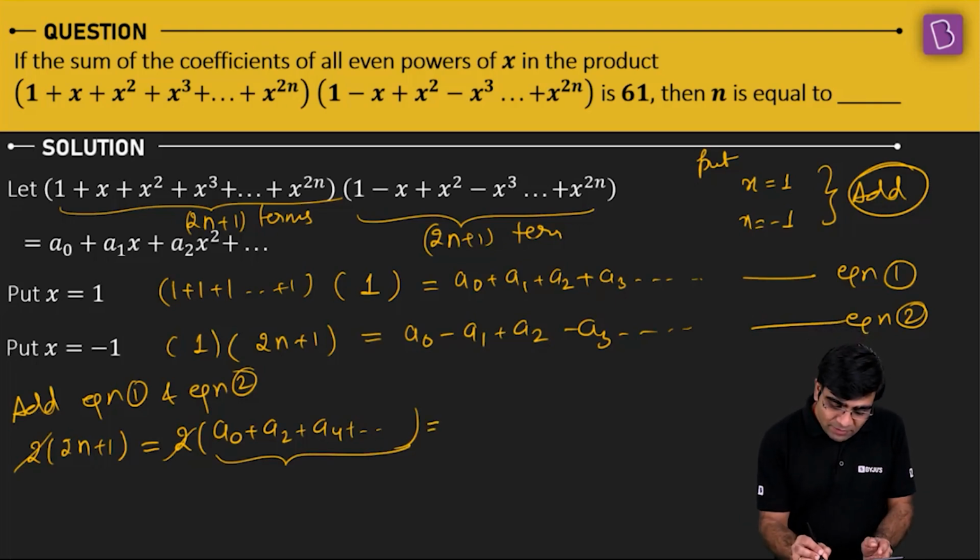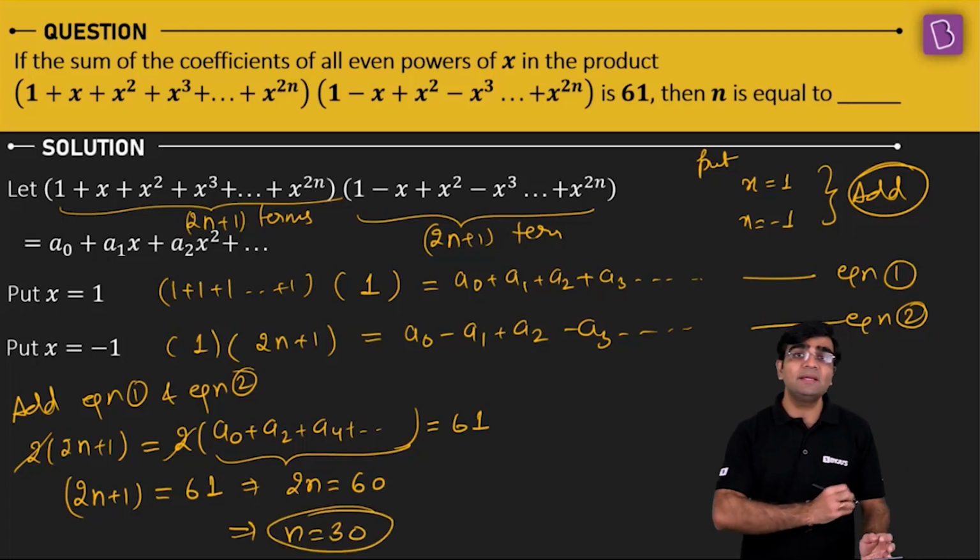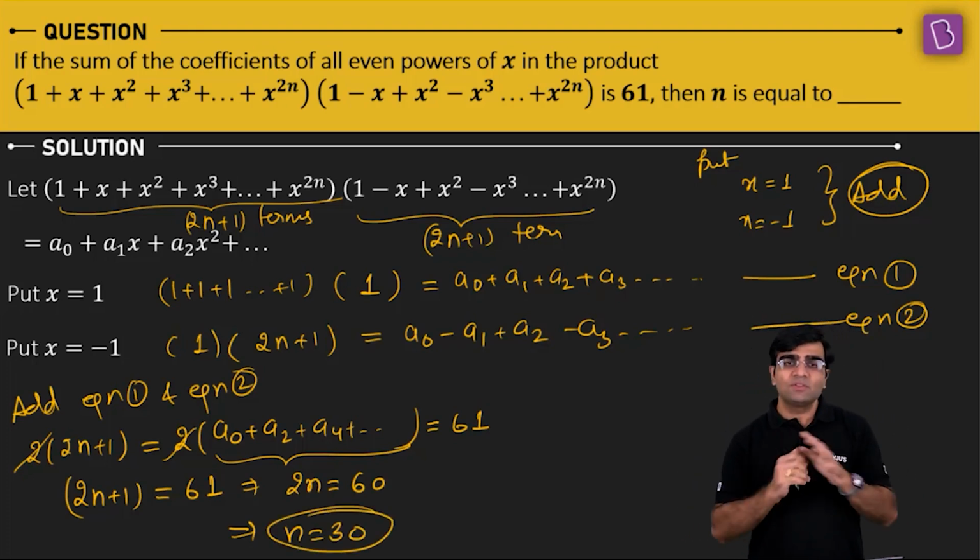So this sum eventually is given to me as 61, which implies that 2n plus 1 in this question is given by 61. Take that one on that side. What do I get? I get 2n is equal to 61 minus 1, which is 60, which implies that n becomes equal to what? 30. Understood, guys? So the answer is 30.